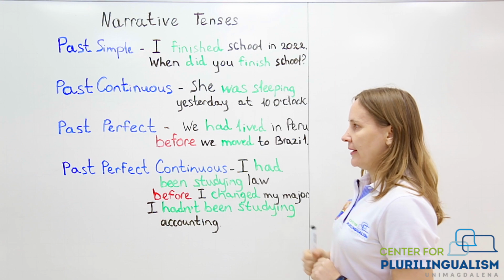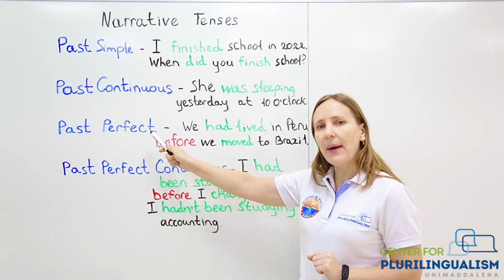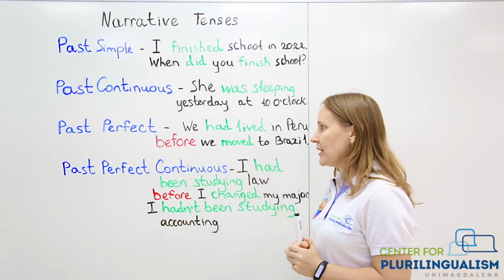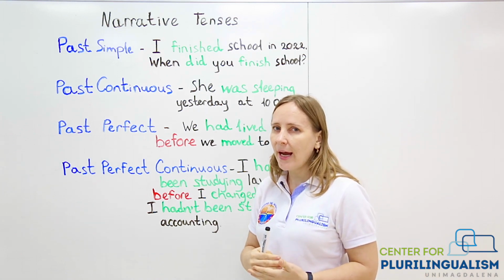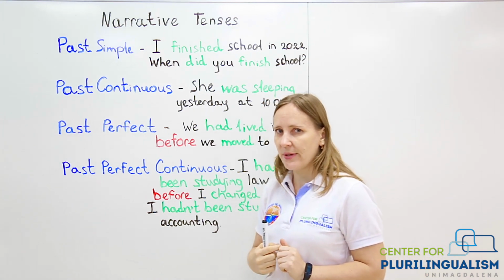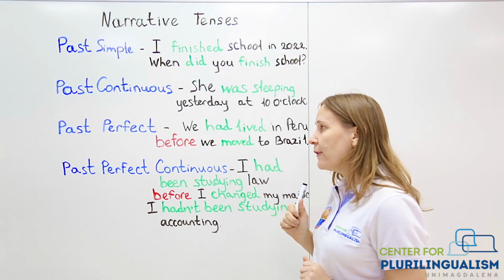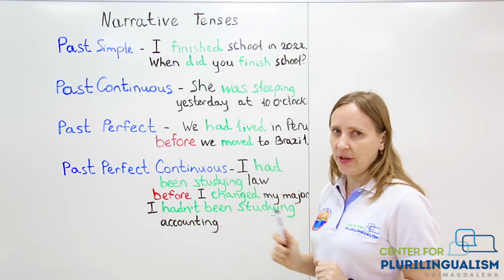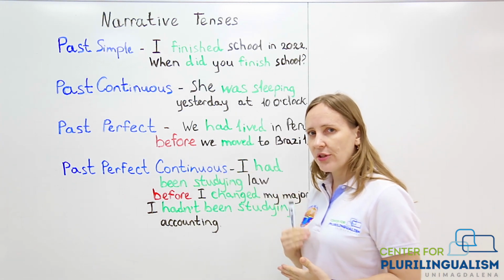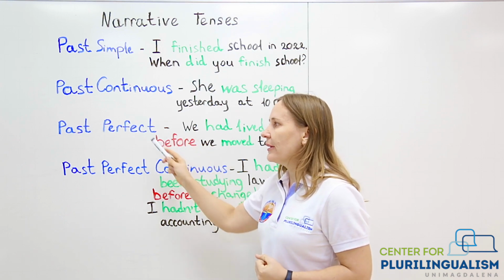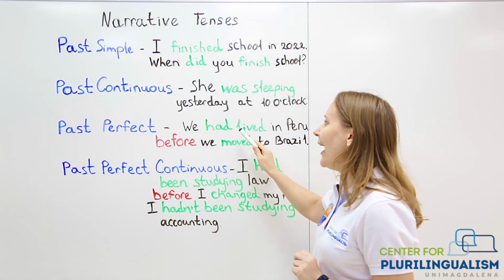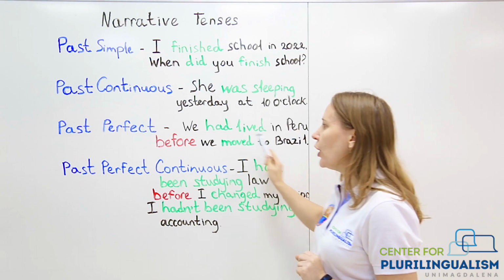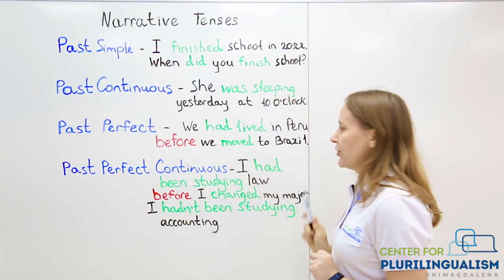Okay? Then the next tense is past perfect. Past perfect we use to speak about actions that happened before a specific moment in the past or before another action in the past. It's important to remember that they're like pre-past actions. Let's look at the example. We had lived in Peru before we moved to Brazil.